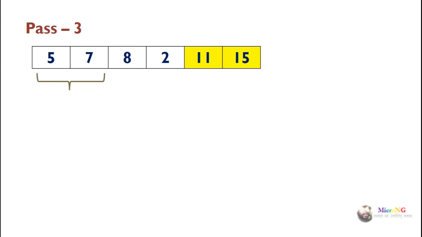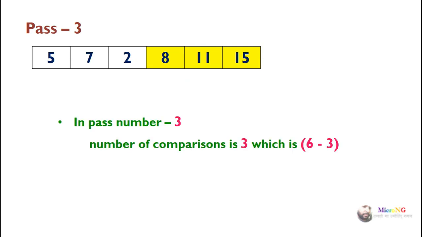Let's go to pass number 3. Here again we compare adjacent values, 5 and 7, no swap. 7 and 8, no swap. 8 and 2, 8 is bigger when compared to 2, so they need to swap. So 8 becomes part of the sorted order by the end of pass 3. In pass 3 in total we made 3 comparisons, which is equal to 6 minus 3.